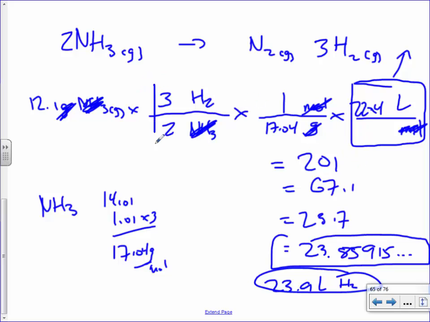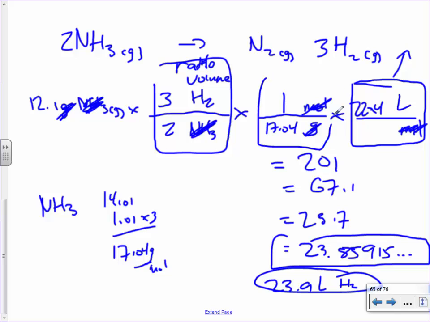You're still going to need to have a ratio based on volume. You're still going to need a ratio based on grams to moles. You're still going to need a liters to mole relationship, but it may not always be one of those numbers. So that's tomorrow's lesson. And basically after that, we're done the unit. It's actually a very short unit altogether.